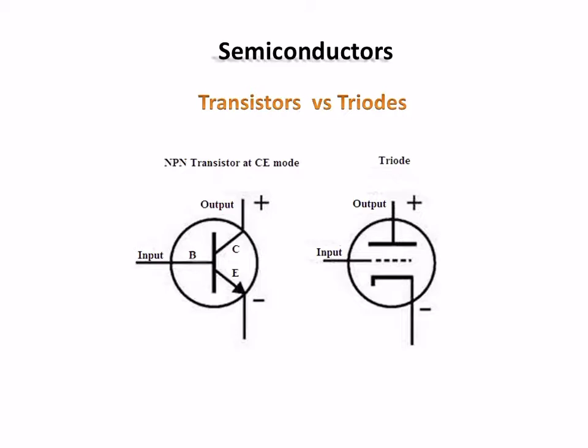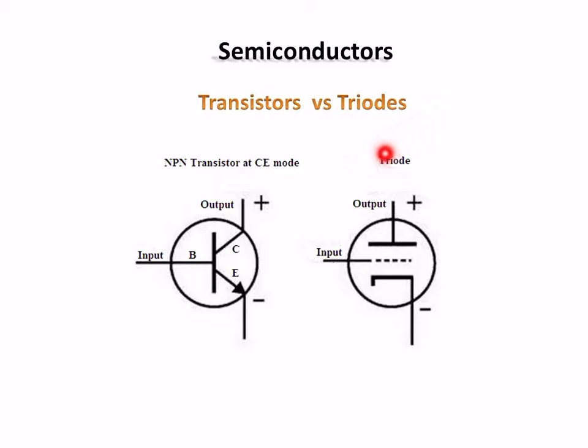So transistors are current controlled devices. It is a solid state device. We have three regions, that is base, emitter and collector. We know the CB mode and CE mode: in the common base mode the base is grounded, and in the common emitter mode the emitter is grounded. It is an NPN transistor, so the arrow mark is like this. The input signal is given to the base and the output is derived from the collector region. So this is positive and this is negative.